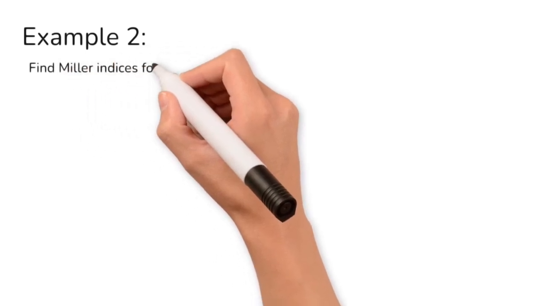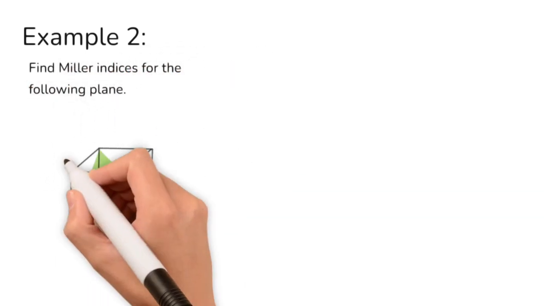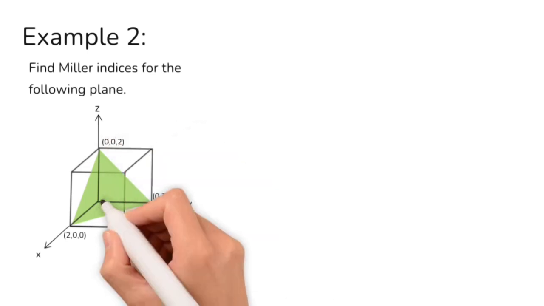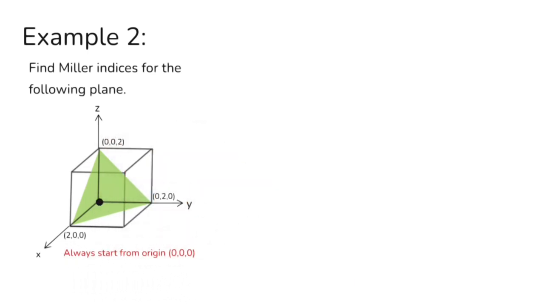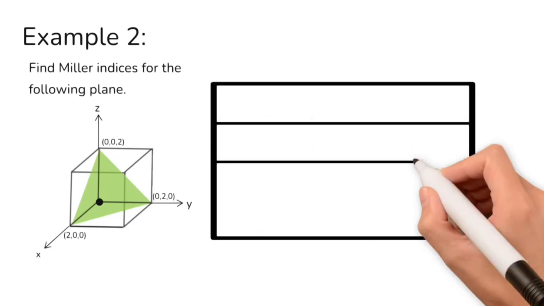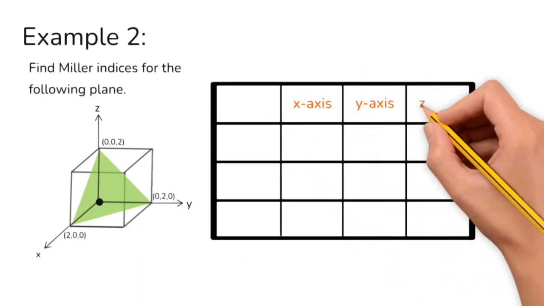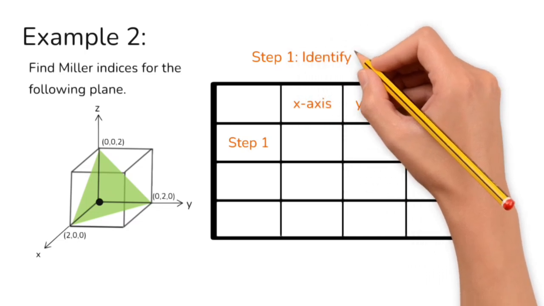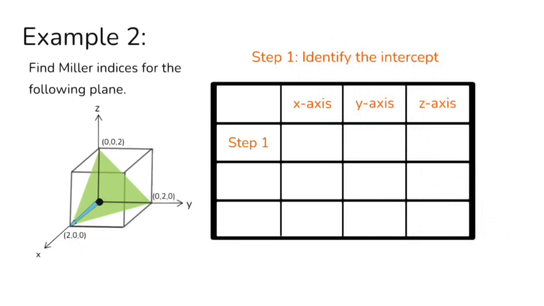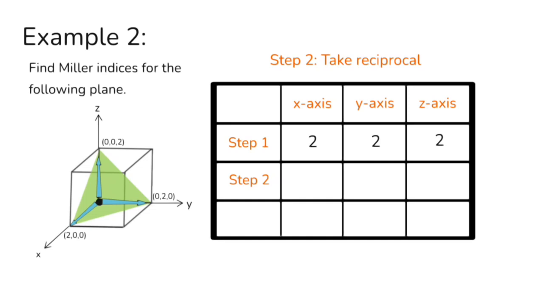Example 2. Find Miller indices for the following plane. Remember, always start from the origin. Step 1. Identify the intercepts. Hence, x-axis equal to 2, y-axis equal to 2, z-axis also equal to 2. Step 2. Take reciprocal, where x-axis equal to 1 over 2, y-axis equal to 1 over 2, and z-axis equal to 1 over 2.